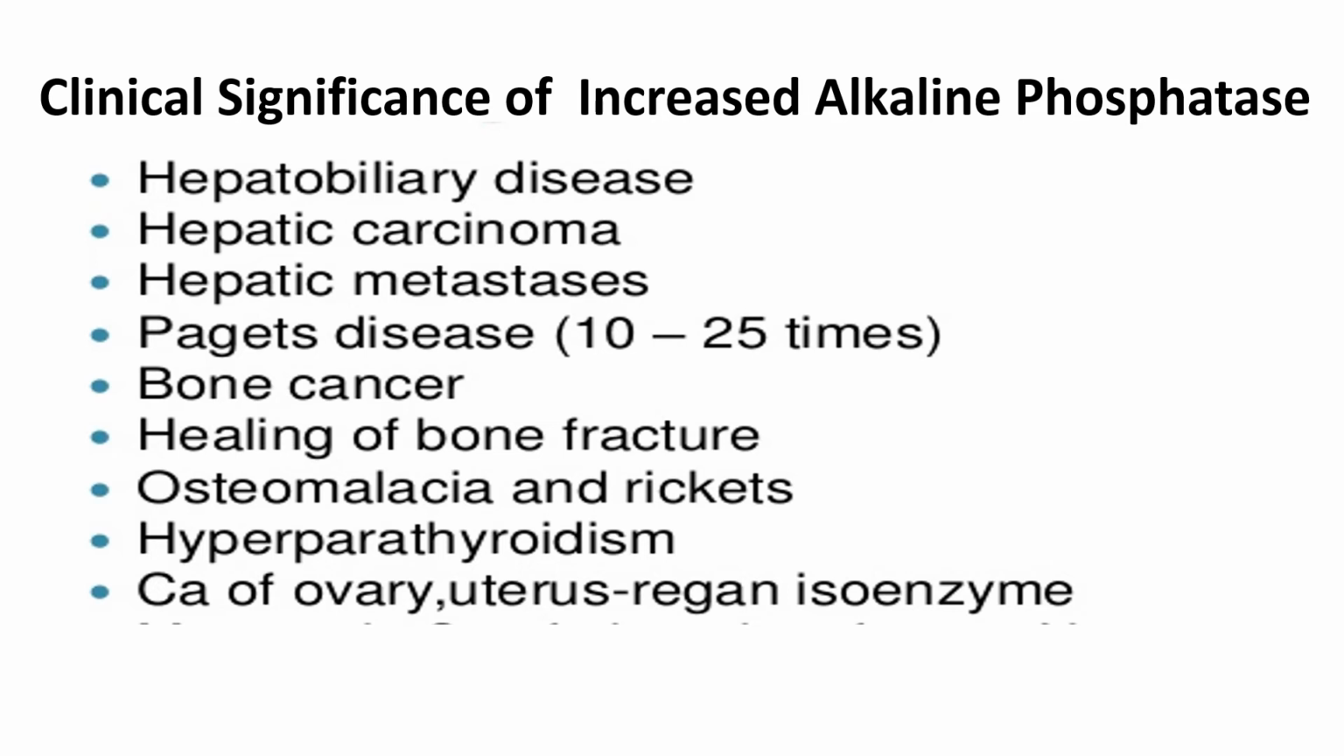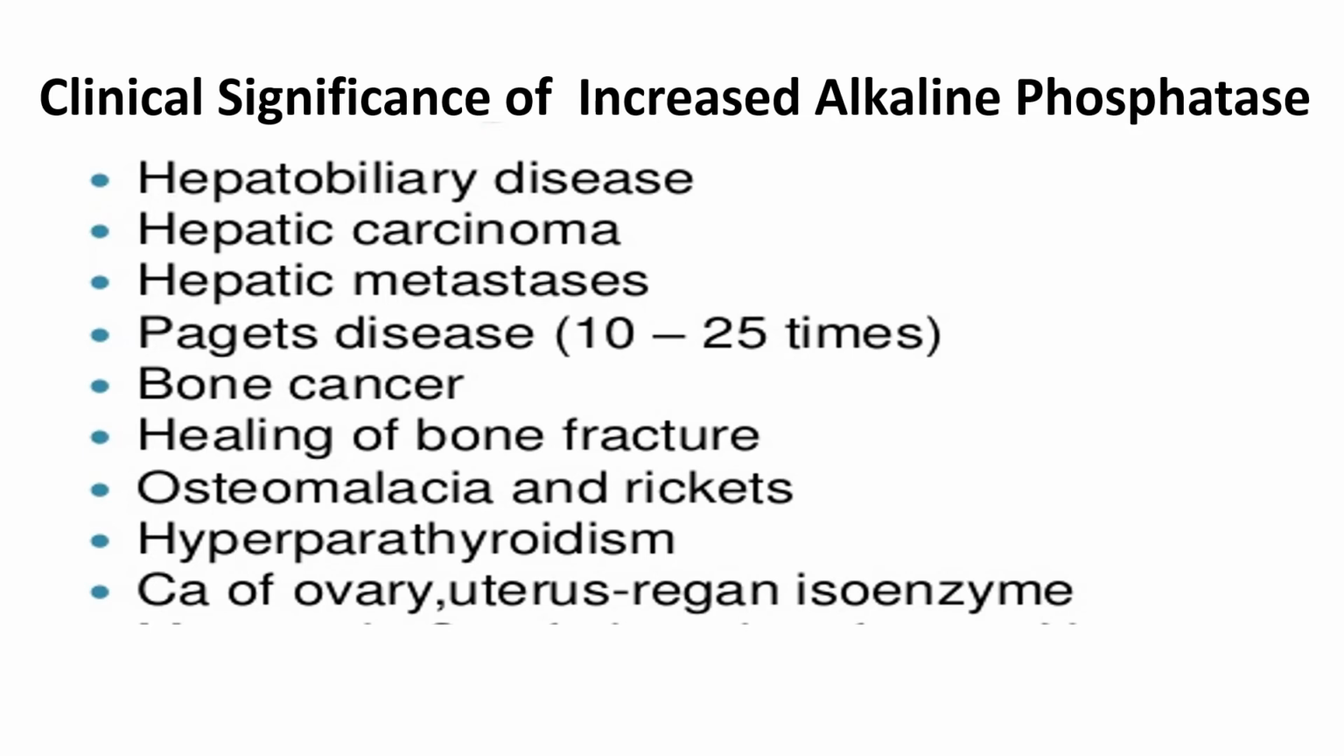Hepatic metastasis is the involvement of the liver after cancer has spread from some primary origin to the liver, like breast carcinoma. When cancer in patients suffering from breast carcinoma spreads in the body, it may affect the liver. So hepatic metastasis means it is not the primary site, it is secondary to some cancer in the body. Paget disease is a disorder related to the bone. Bone cancer and healing of bone fractures are also indicated by high levels of alkaline phosphatase.